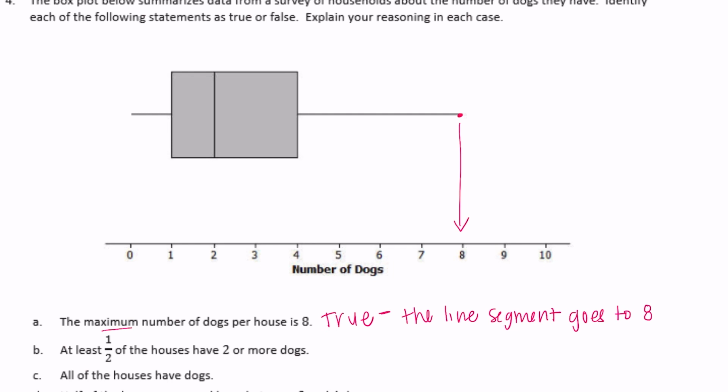B, at least half of the houses have 2 or more dogs. Okay, so at least half, meaning we're looking for the median. So here's the median. So this means that half are that way. Is that 2? 2 or more. So yes, that would be true. So true because 2 is the median.